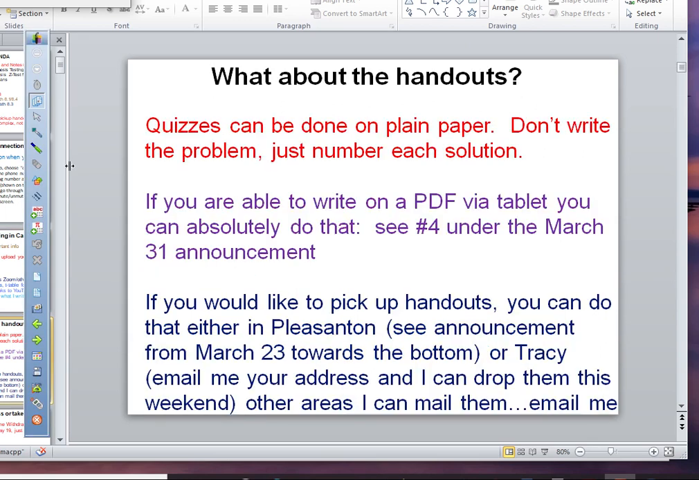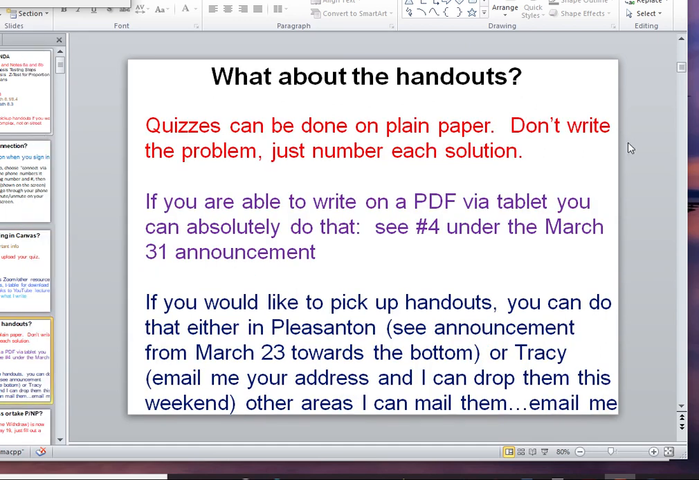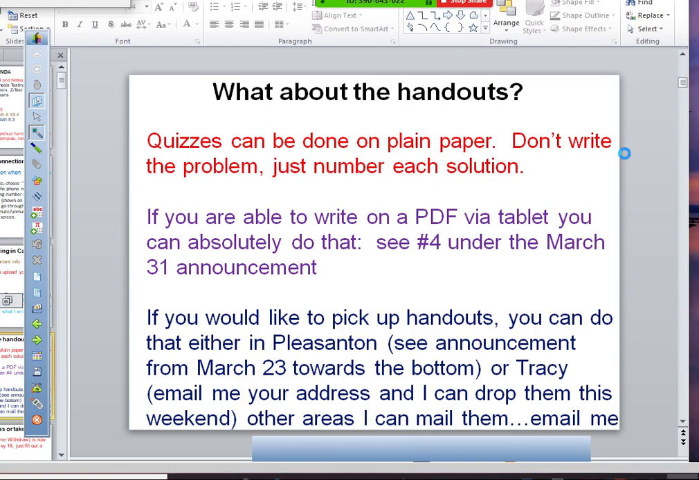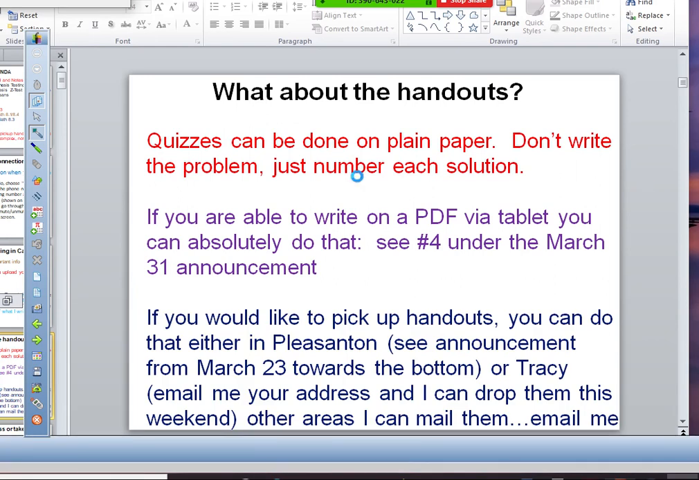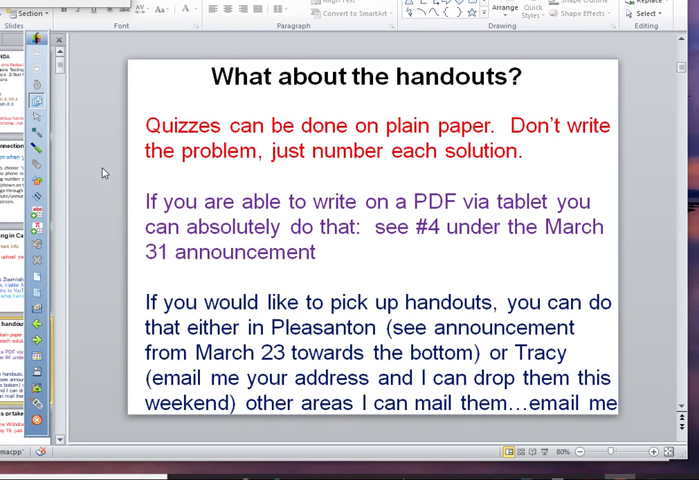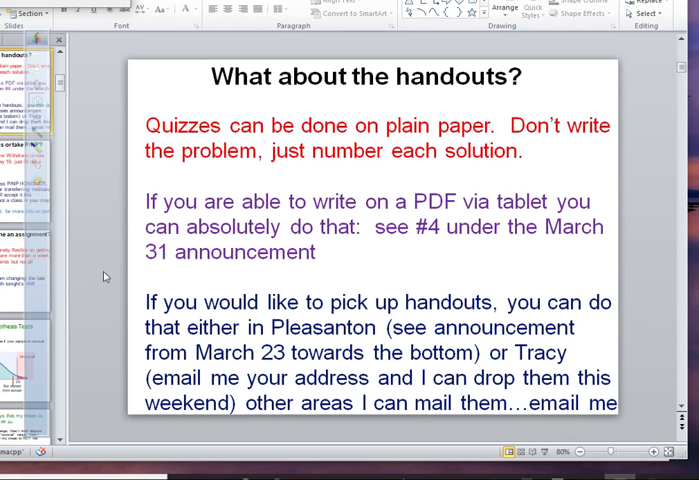Now, what about the handouts? Sonia, can you go ahead and read this? Yes. Quizzes can be done on plain paper. Don't write the problem, just number each solution. If you are able to write on a PDF via tablet, you can also do that. See number 4 under the March 1st announcement.